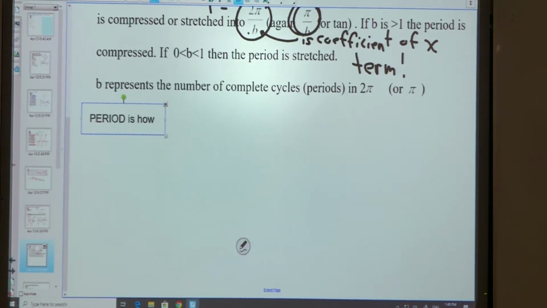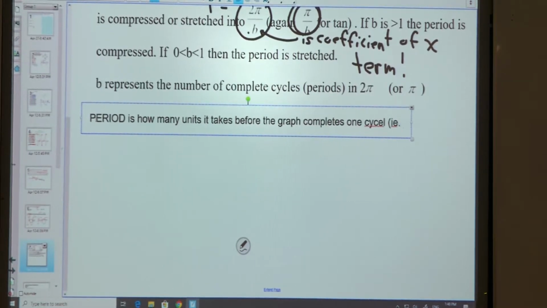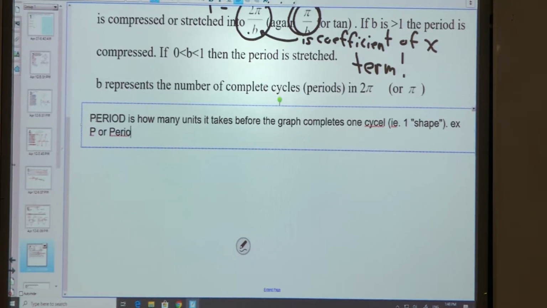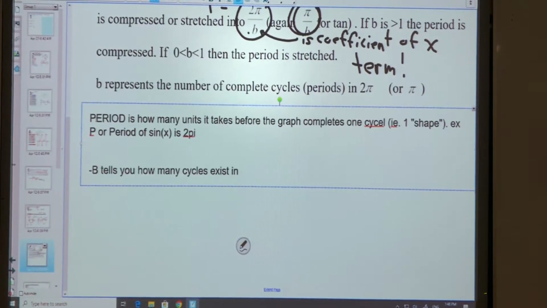So period is how many units it takes before the graph completes one cycle, i.e. like one shape, right? So for example, the period of sine x is 2 pi. B tells you how many cycles exist in 2 pi units.